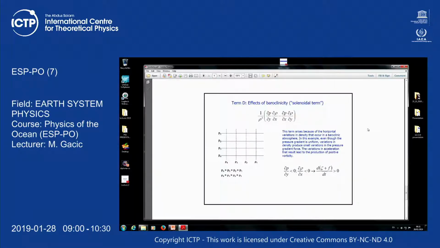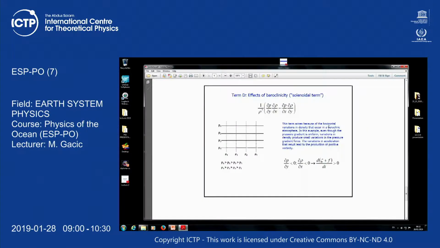Yes? Why is it called the solenoidal term? That's a good question. I don't know. I'll tell you. But it's the baroclinic term. We call it mainly the baroclinic term. I am used more to the term baroclinic. I haven't heard the term solenoidal so many times. I'll tell you as soon as I look it up.